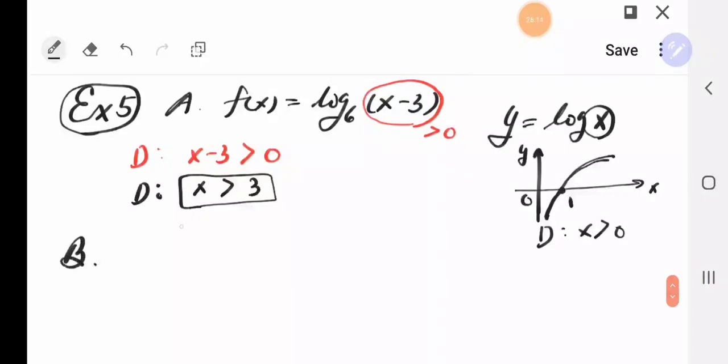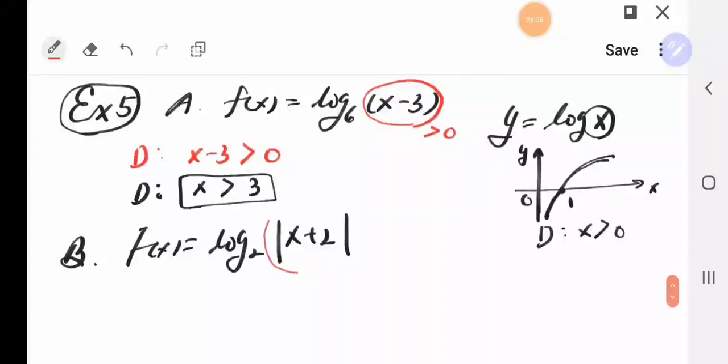Okay, how about b? F of x is equal to logarithm of the absolute value of x plus 2. Inside the logarithm is an absolute value. We want this to be greater than 0, not equal to 0. The absolute value is always greater than or equal to 0, so we don't want it to be 0. So, let me write this: absolute value of x plus 2 is equal to 0.